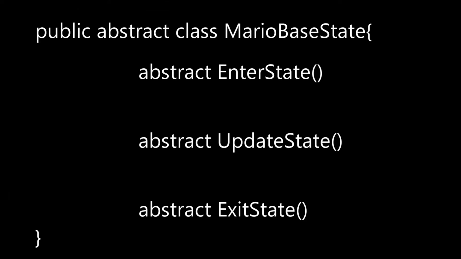We've actually done this before with the Mario state machine. In that case, the abstract class was the Mario base state, and the abstract functions were the enter, update, and exit state functions. The Mario base state script doesn't actually have a definition for what those functions should do, but the individual states like idle, running, and jumping do define what the functions do.